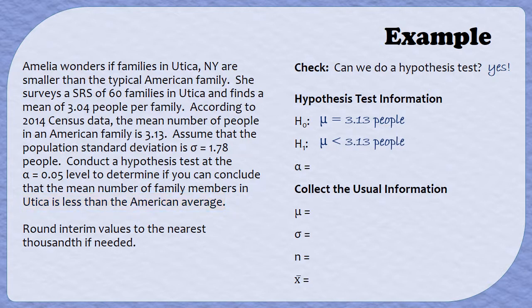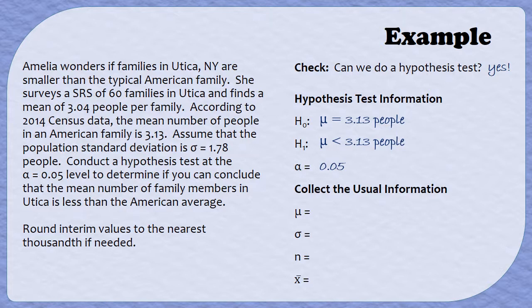You could also have used the beginning, where Amelia wonders if families are smaller than the typical American family. So the smaller than would also have been our clue that this is a less than problem. And then the alpha level that we're using, if we scan the paragraph, is 0.05.